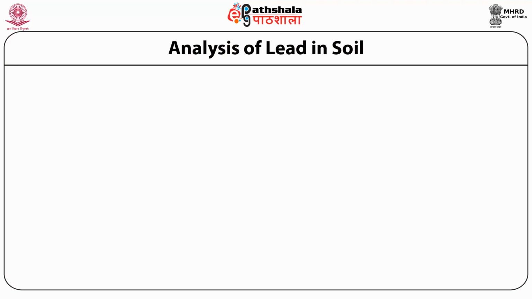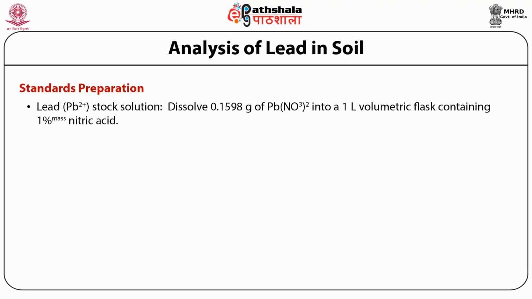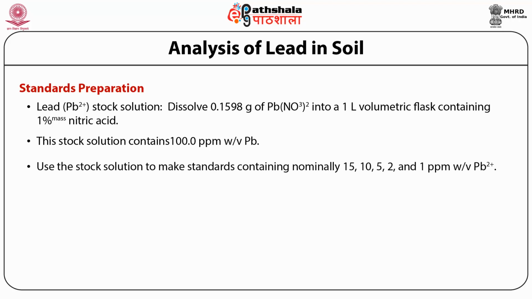Analysis of lead in soil. For the analysis, a standard preparation of lead stock solution is done by dissolving 0.1598 grams of lead nitrate into a 1 liter volumetric flask containing 1% nitric acid. This stock solution contains 100 parts per million of lead. The stock solution is used to make standards containing nominally 15, 10, 5, 2 and 1 parts per million weight by volume of lead, and 100 ml of each of the standard solutions of these strengths is prepared.